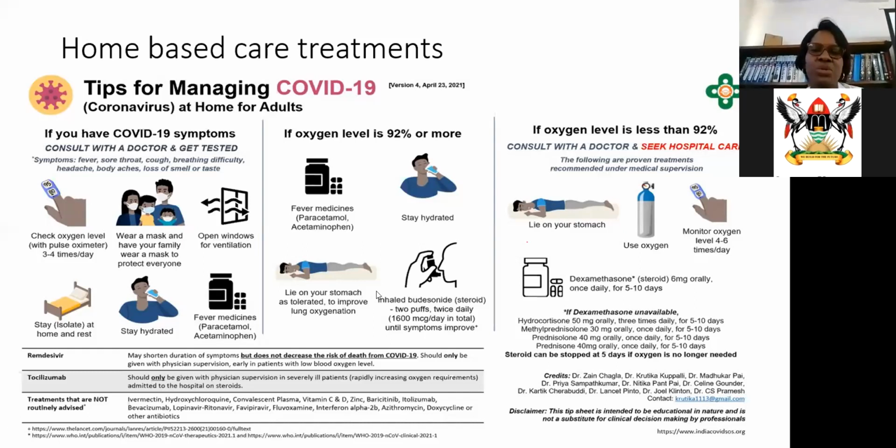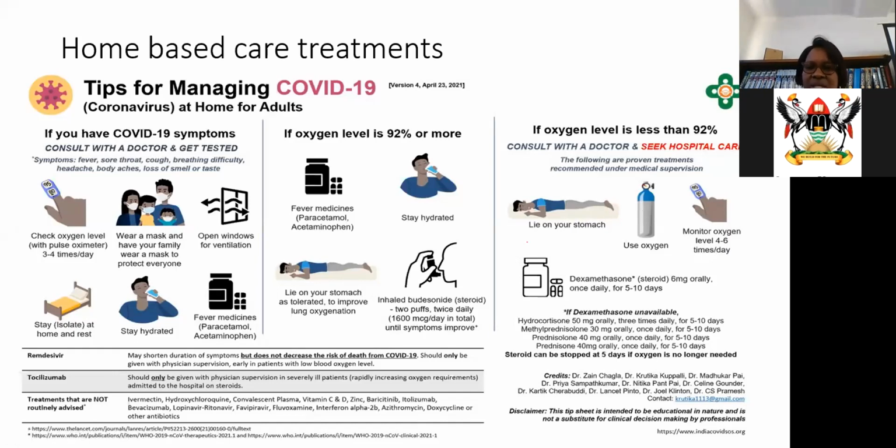Then inhaled budesonide. Budesonide is a steroid that can be given through an inhaler, twice daily. It has been shown to be beneficial in the early course of the disease. So if possible, you can also get this budesonide inhaler for use for patients with mild to moderate disease. The oxygen I talked about, and I said, please let's desist from giving oxygen at home, but let's monitor the saturation at home. So as soon as we detect hypoxia, decreasing oxygen saturation, we rush the patient to hospital.